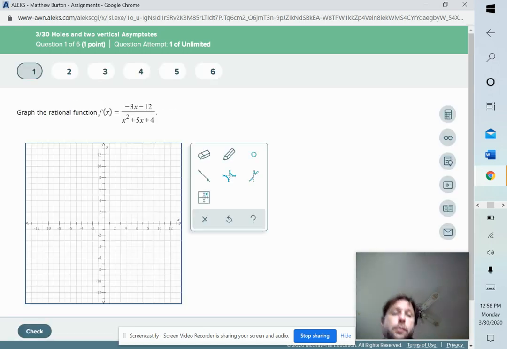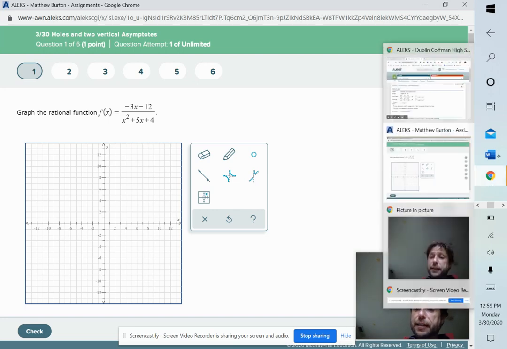So, all right, what does it tell me? It tells me I'm going to graph this one, and it's got negative 3x. I'm actually going to write it down on paper because I'm going to flick between the screens. Negative 3x minus 12 over x squared plus 5x plus 4. Okay, so what we're going to want to do is factor it, cancel, find our vertical asymptotes and our holes, and graph it.